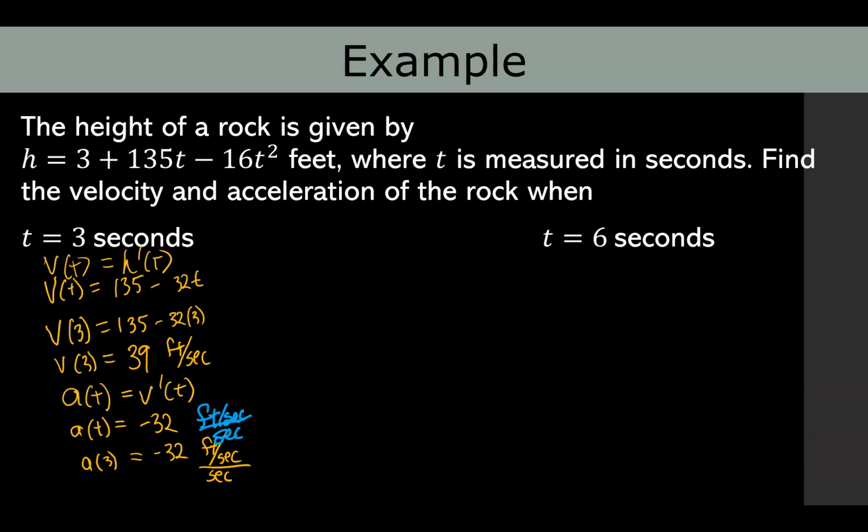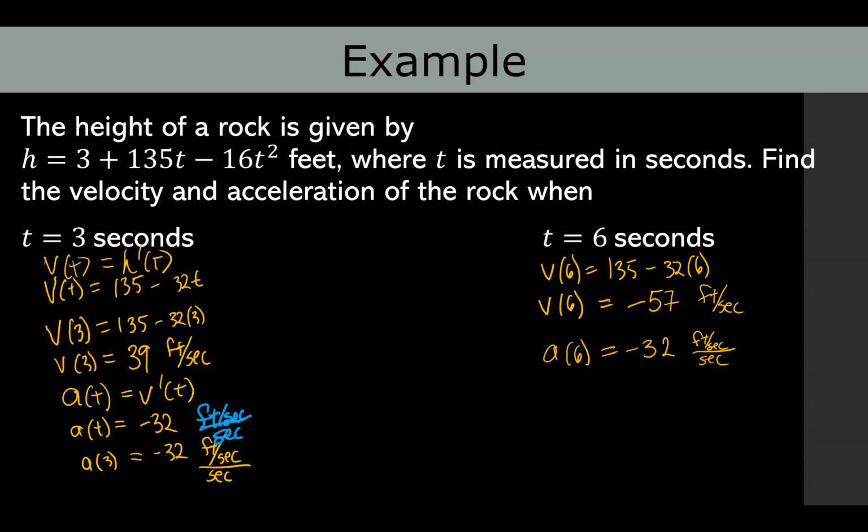So should we redo the calculus part for finding velocity and acceleration when time equals 6? No. We're just going to say, hey, the velocity at 6, substitute in 6, evaluate, negative 57 feet per second. And we already know that acceleration is a constant negative 32, so we can just say acceleration at the 6-second mark is negative 32 feet per second.